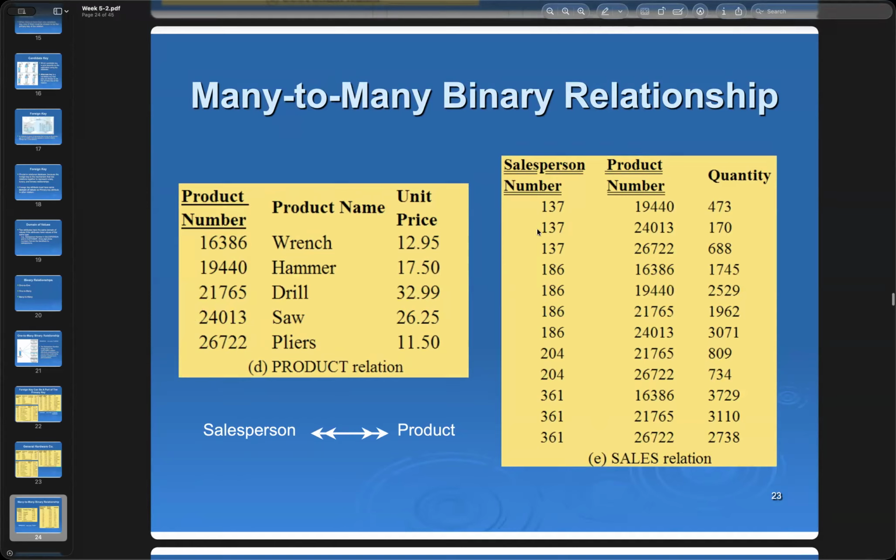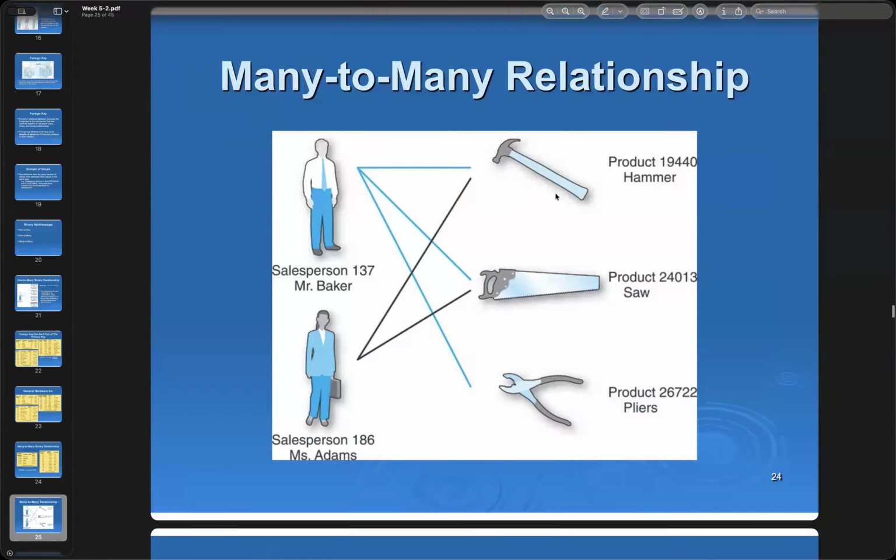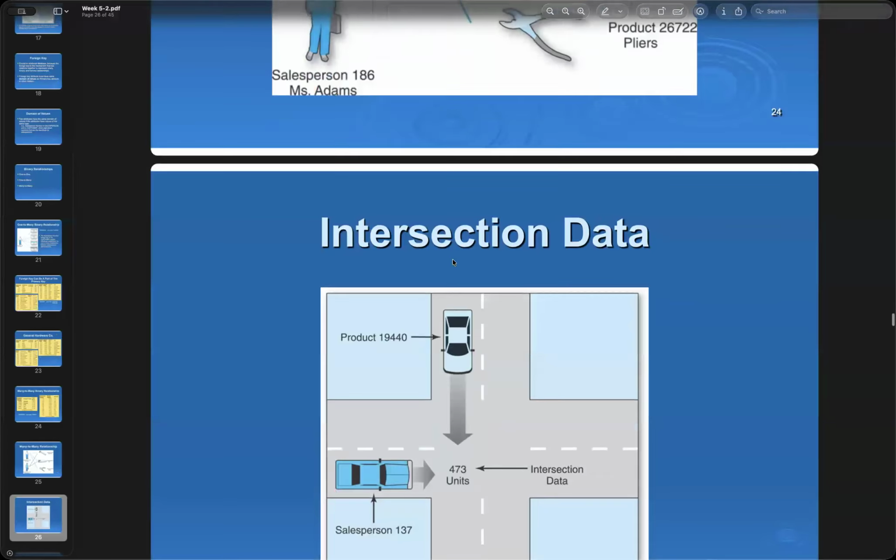So it should be a many-to-many relationship, because a salesperson can purchase many products, and a product can be purchased by many salespersons. It makes sense. Here it's shown in the graph: this person can buy one to three products, and this one one or two. So we can show it is a many-to-many relationship.